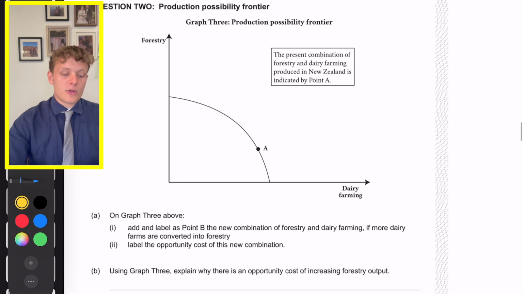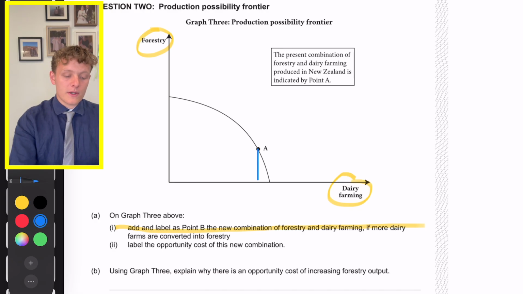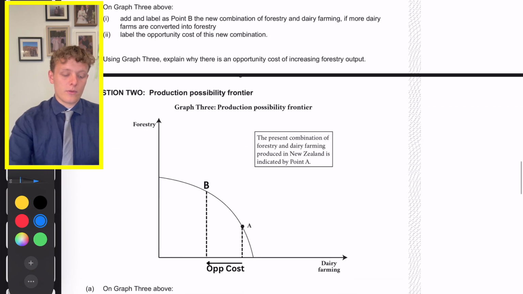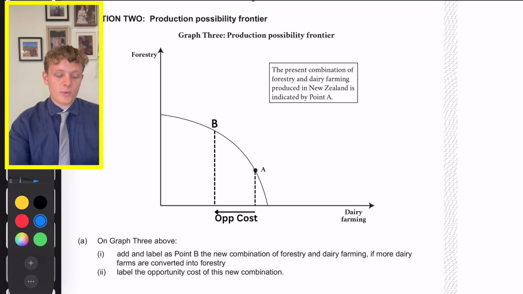Okay, let's look at the next one, production possibility frontier. So we've got dairy farming compared to forestry, and we're asking what would happen if we move to a new combination of dairy farming and forestry. Right now we're functioning at point A, and if we produce more dairy, we're going to move to point B, and then show the opportunity cost. Right here is the opportunity cost. I think I've written that below here. There's my opportunity cost. And then using graph 3, explain why there's an opportunity cost of increasing forestry output.